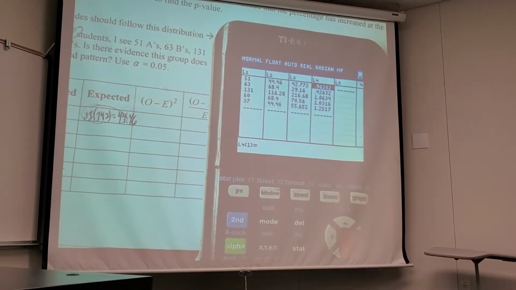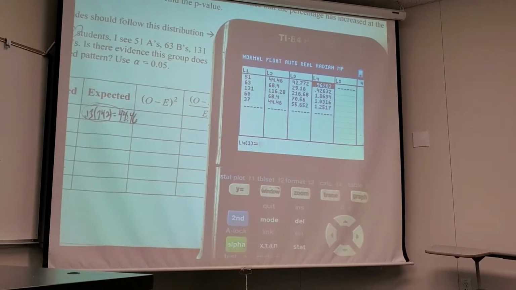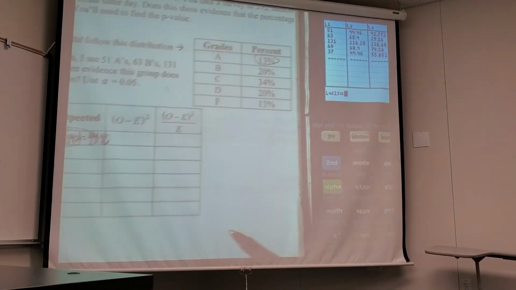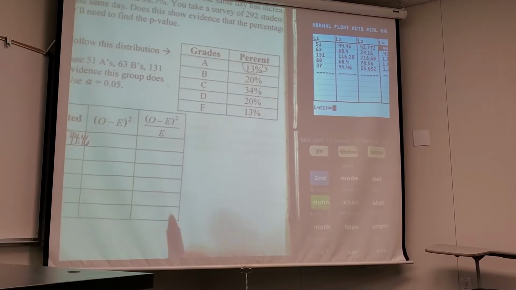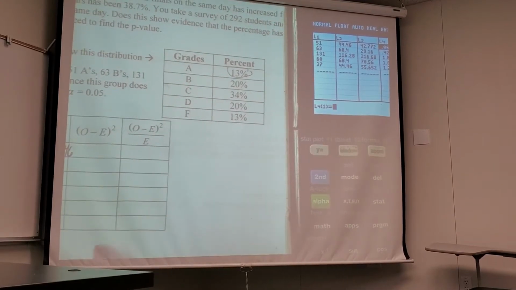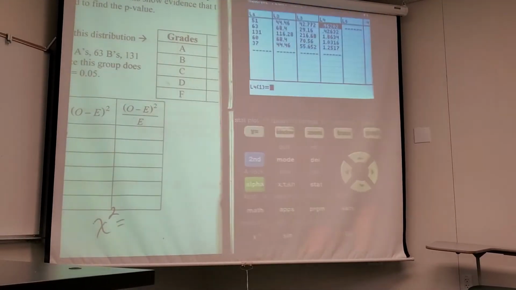Cool. So nobody's speaking up about different stuff. So how do I get my chi-square? We haven't got the rejection chi-square yet. We're going to do that second. How do I get my chi-square? Sum of L4. Good. Sum up L4.